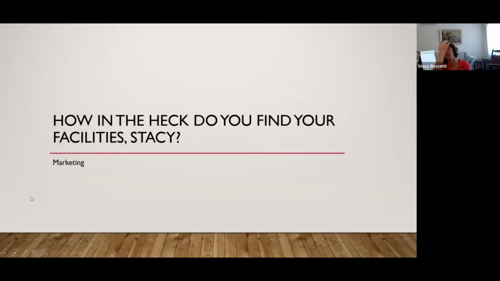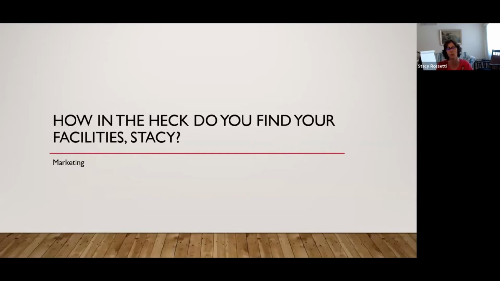Okay, so let's get started. Let's get into storage facility investing so that everybody has an overview, and then I'm going to give you a lot of tips, so get ready to take your notes. Take a lot of notes, because I'm going to give you a brief overview of all the different areas and what you should be working on, what you should be doing. Okay, so how in the heck do you find your storage facilities, Stacy?